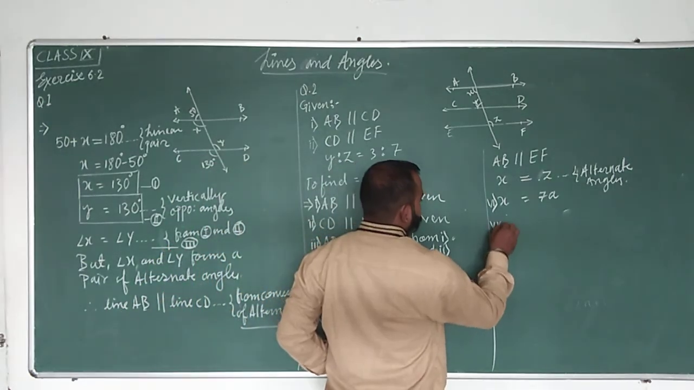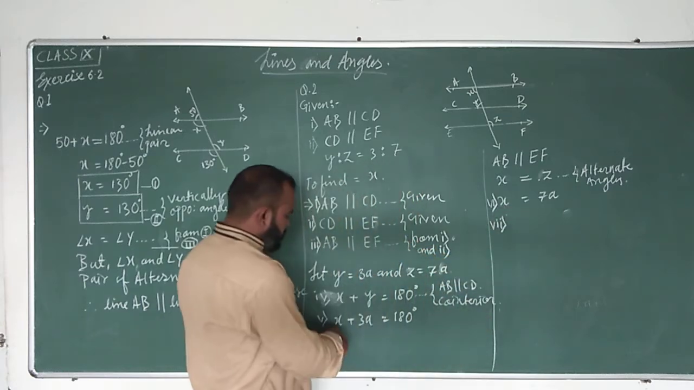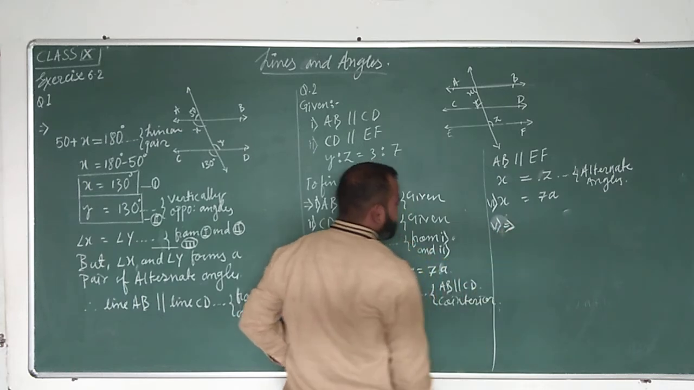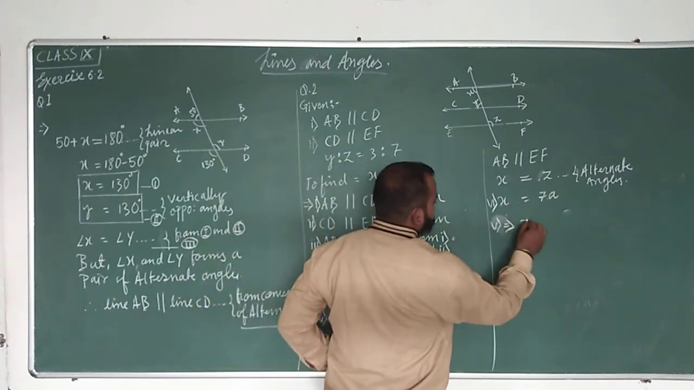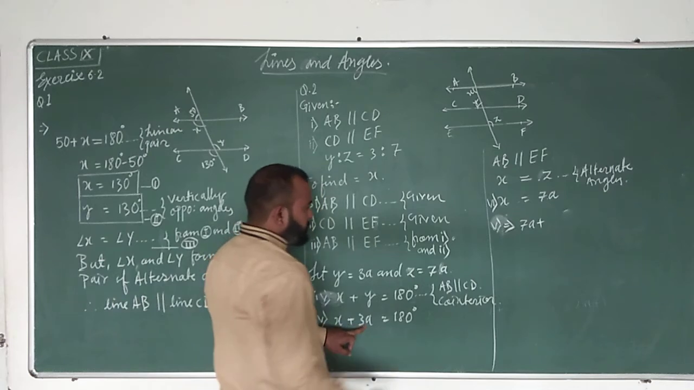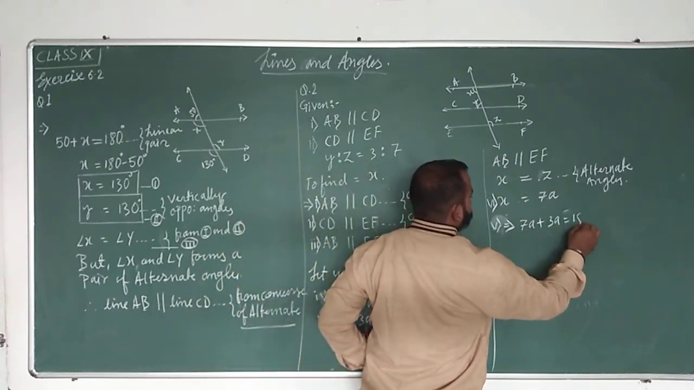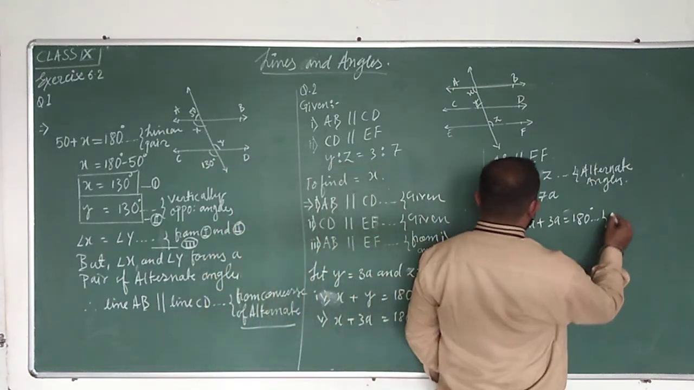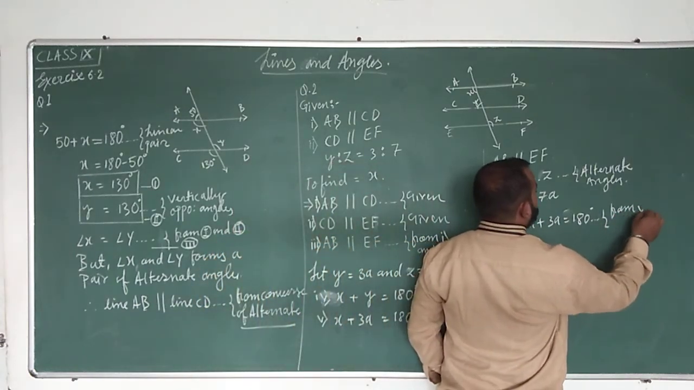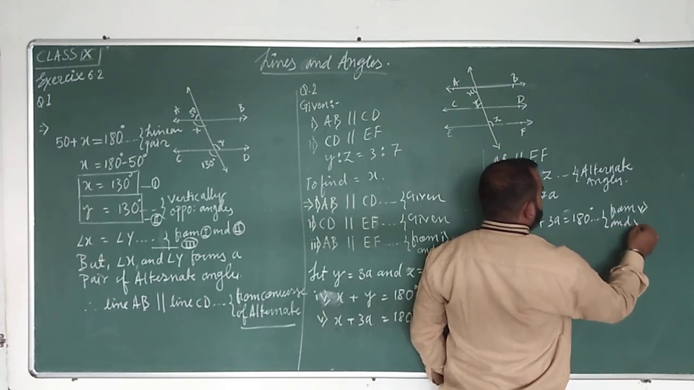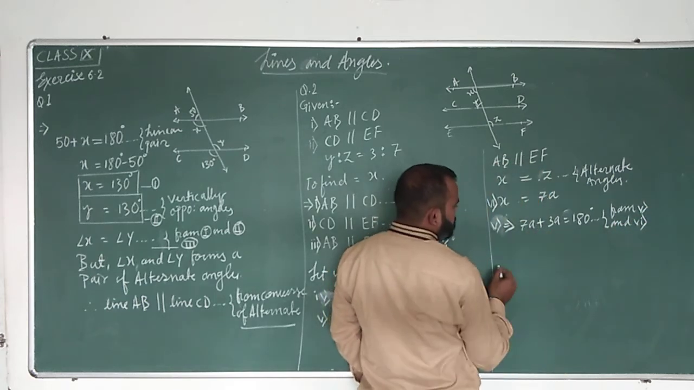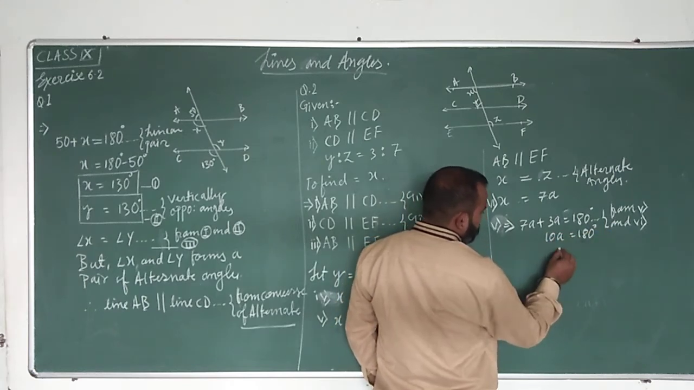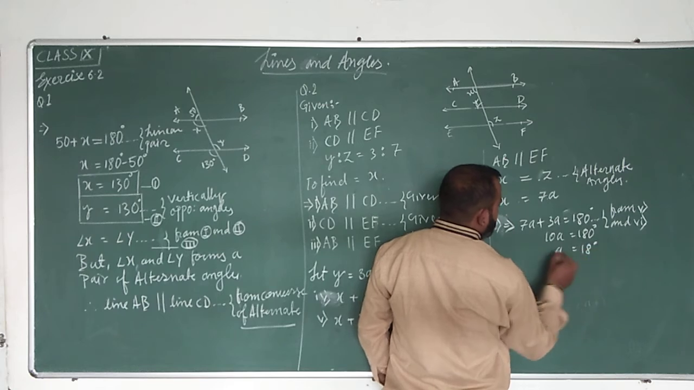Put 7 x in this, we will put in equation number 5. It implies x means 7a plus 3a is equal to 180 degree, from 5 and 6. 7a plus 3a is how much? It is 10a. 10a is equal to 180 degree. Therefore, a will be equal to 18.